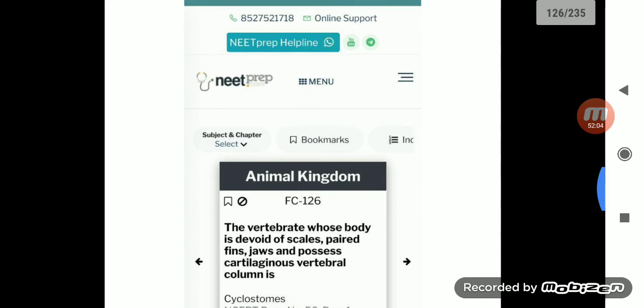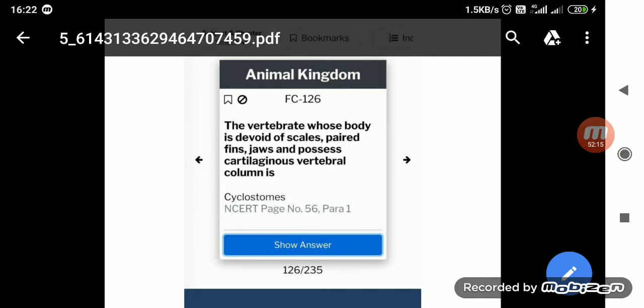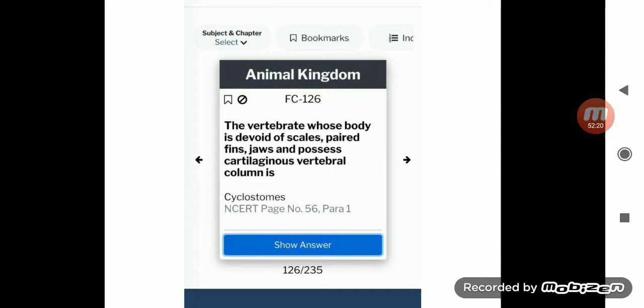The vertebrate whose body is devoid of scales, paired fins, and jaws, and possesses a cartilaginous vertebral column is the cyclostome.